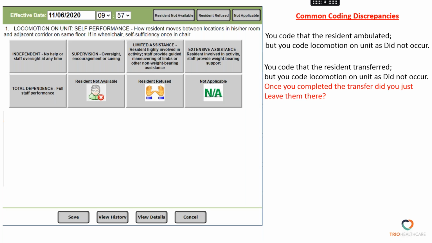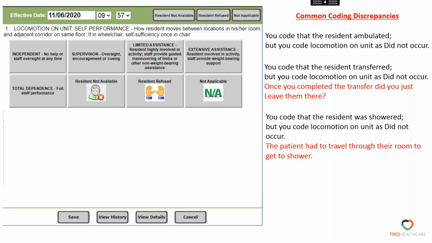You code that the resident transferred. Again, a different ADL than locomotion on unit. All right, but then you're coding that this locomotion didn't occur. Once you transferred them, did you just leave them there in that spot? You code the resident was showered, but you code locomotion on unit didn't occur. The patient had to travel through their room and down the adjacent hall to get to that shower.